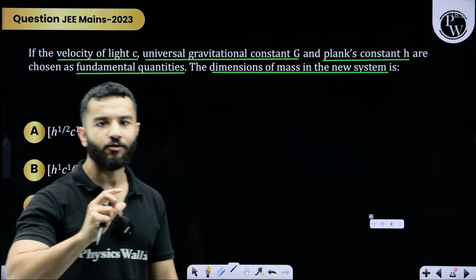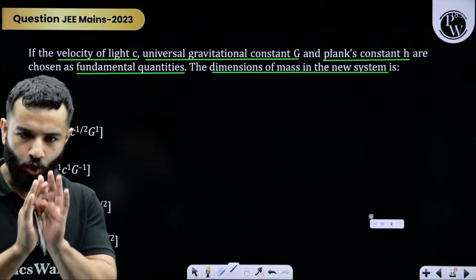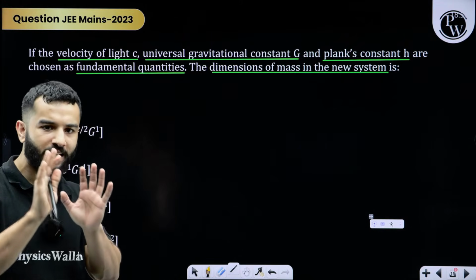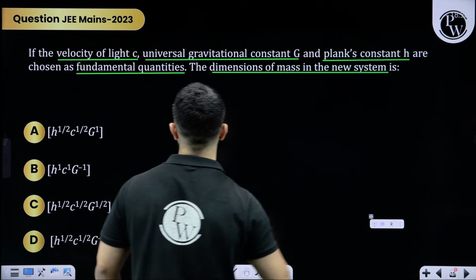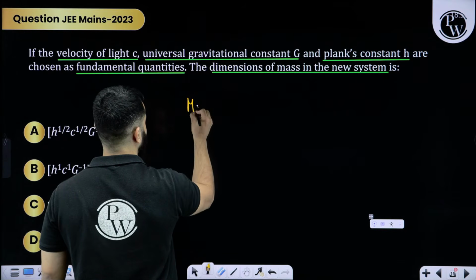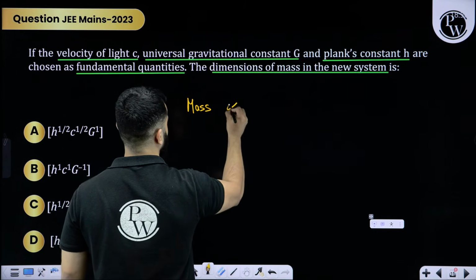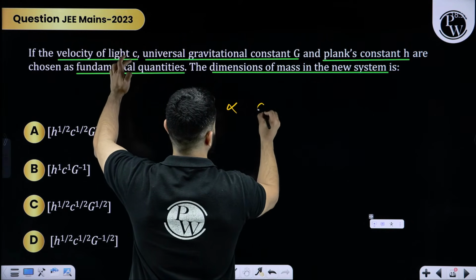Kindly don't get confused with conversion of units. I'm going to explain that as well. Here they are only saying that we want to write down the dimensions of mass. That means mass actually depends upon the velocity of light, that is c.